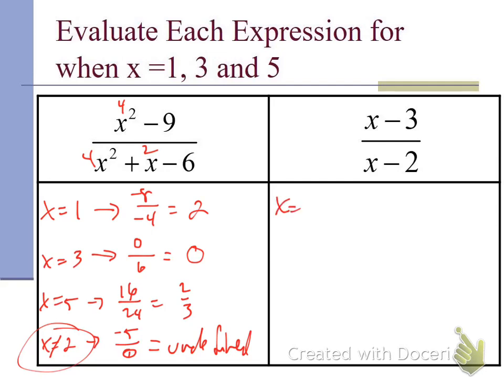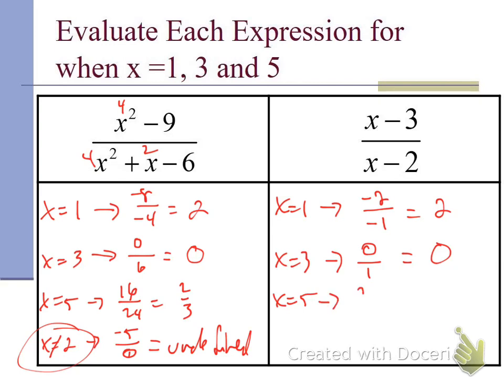Same thing on the other side. If we're going to plug in 1 for x, 1 minus 3 is negative 2. 1 minus 2 is negative 1, and this is 2. Plug in 3 for x. 3 minus 3 is 0. 3 minus 2 is 1. We just get 0. Plug in 5. 5 minus 3 is 2. 5 minus 2 is 3. So you get 2/3. And if we plug in 2 here, we're going to get 2 minus 3 is negative 1. 2 minus 2 is 0.